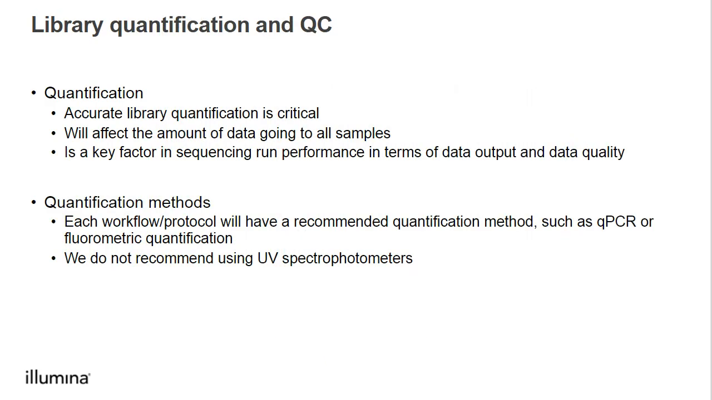Once we complete the library preparation, we will want to quantify and QC our libraries before sequencing. We need to have an accurate quantification and size information, as this will help us to make sure that we sequence the libraries properly. Accurate library quantification is absolutely critical for successful sequencing. Precise quantification is necessary to ensure that the correct amount of sequencing data goes to all the samples and that the sequencing output and sequencing quality are high.